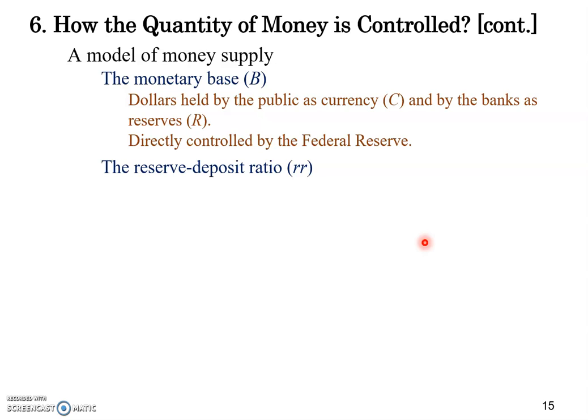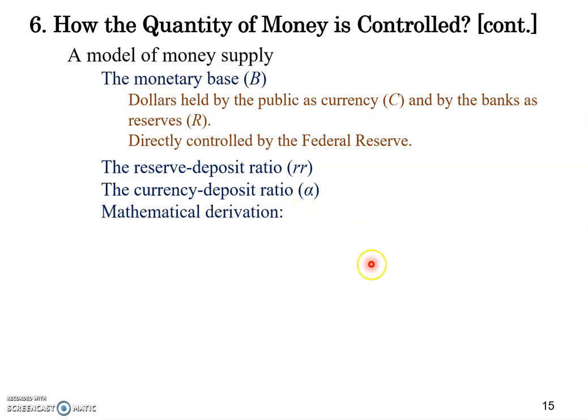And here we have the reserve deposit ratio. So compared to the deposit, how much these banks reserve. And we have the currency deposit ratio. So how much paper money is circulating in the economy in comparison to the deposit.